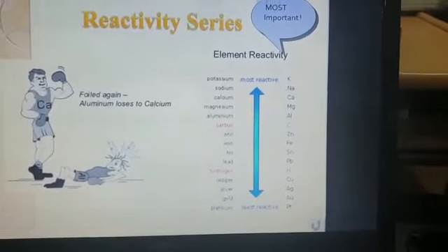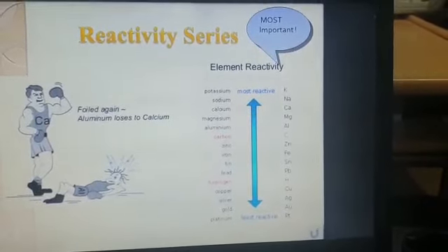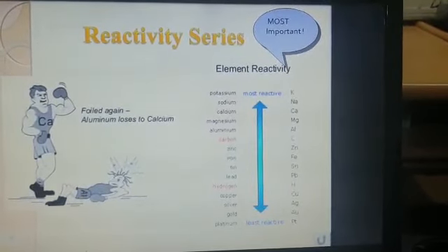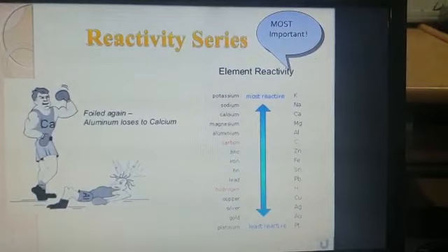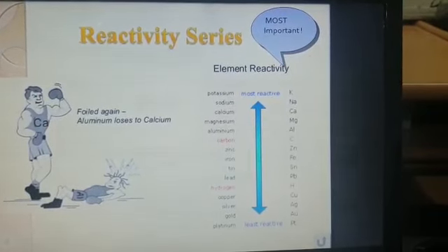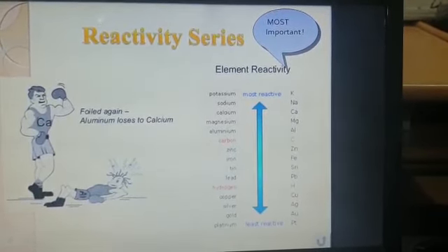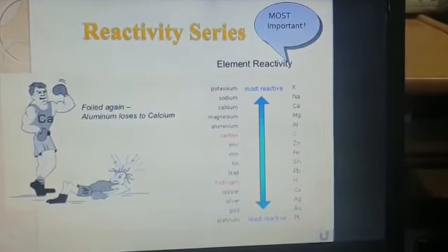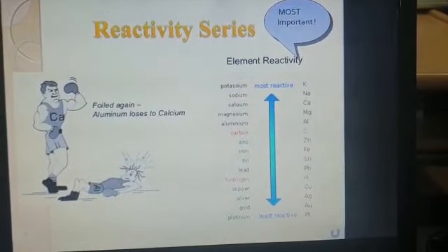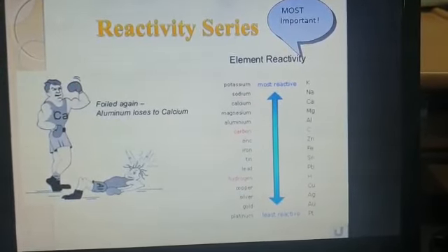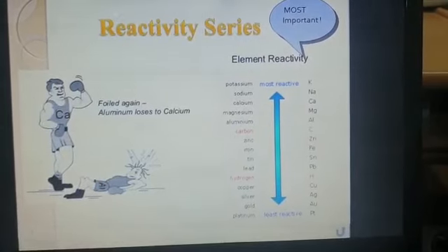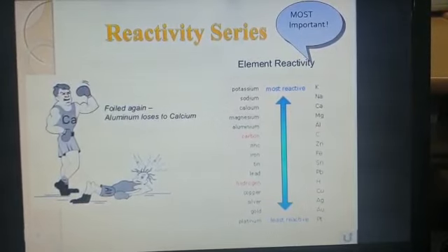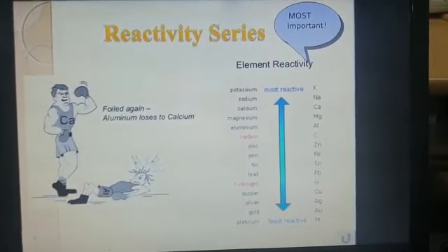Single displacement reactions follow this reactivity series. In this series, the elements are arranged in order of decreasing reactivity. See, first element is potassium, the most reactive. Then comes sodium, less reactive than potassium. Then calcium, less reactive than sodium, and so on. And the last one is platinum, the least reactive element. So we can judge from this series which element can displace the other one.